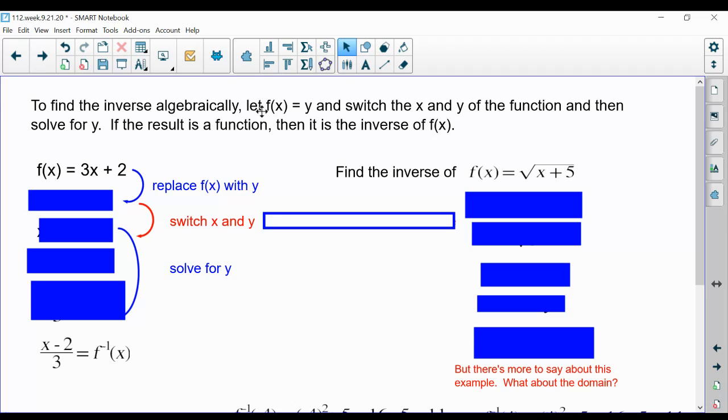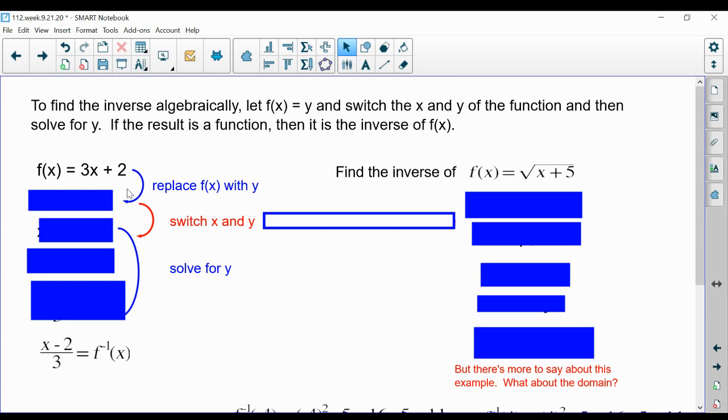It's this recipe. We're going to let f of x equal y, and then you switch x and y. That's really the key part of this whole process, switching x and y, and then solve for y. If you end up getting a function, then ta-da, you have the inverse function of your original function. So let's follow those steps.